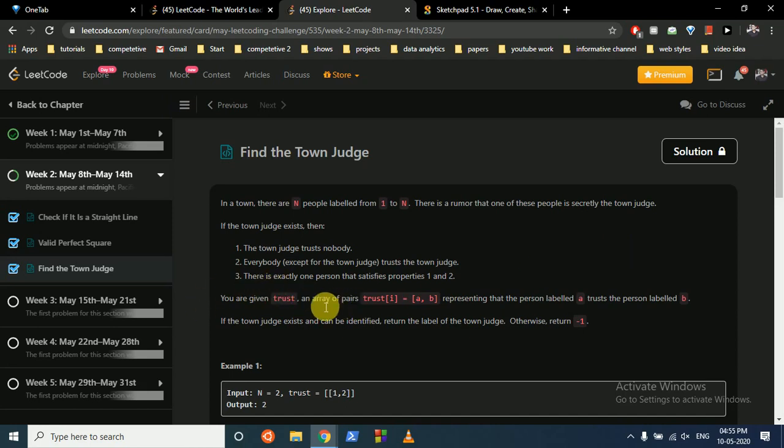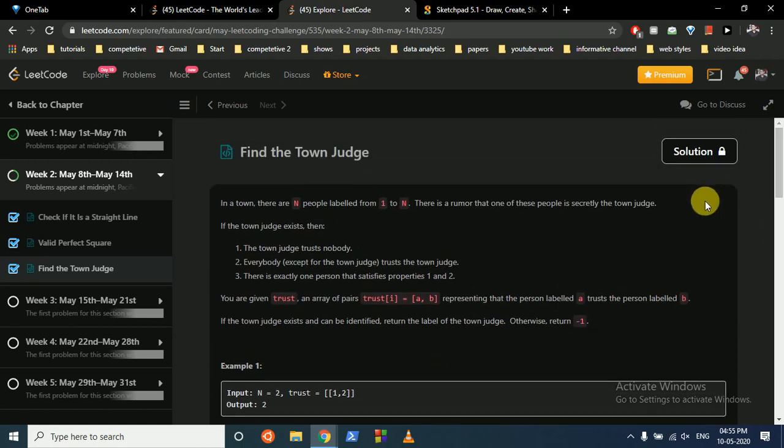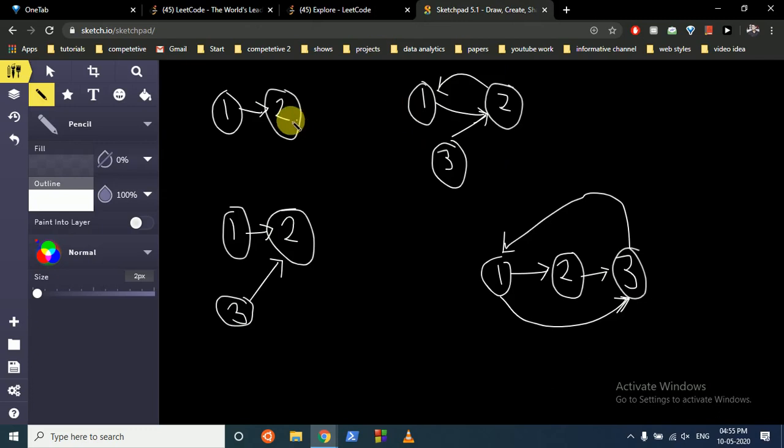You are given a trust array which has pairs A and B, which represent that person A trusts person B. If there exists a town judge, if you identify it, return the label, or its number, otherwise return -1. So you can use a sort of directed graph to find out the answer. I have drawn some examples.